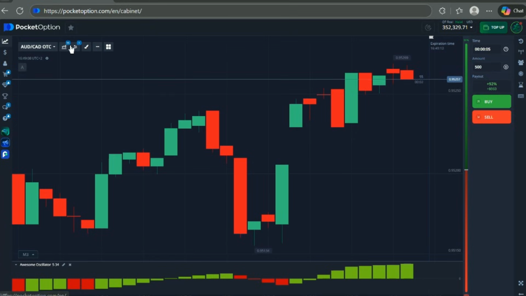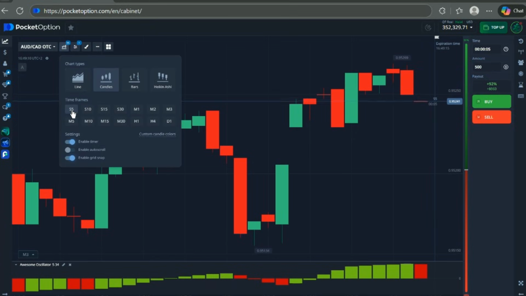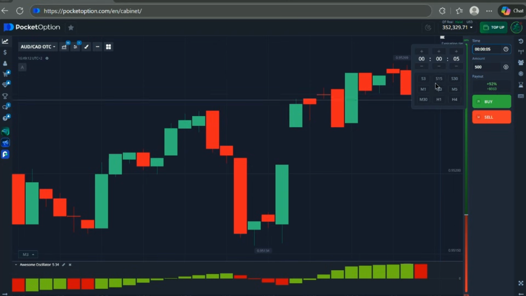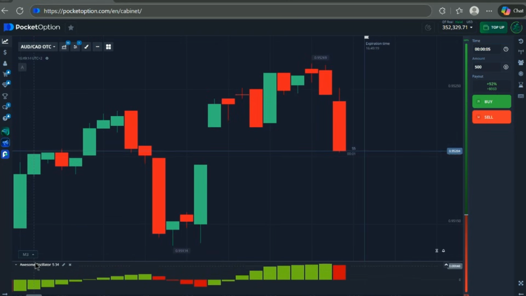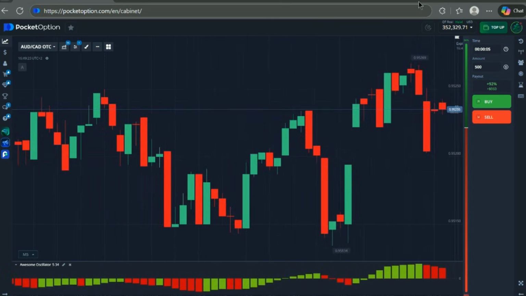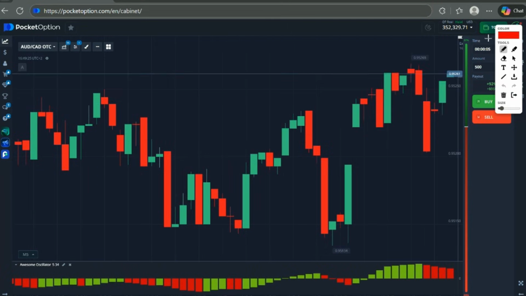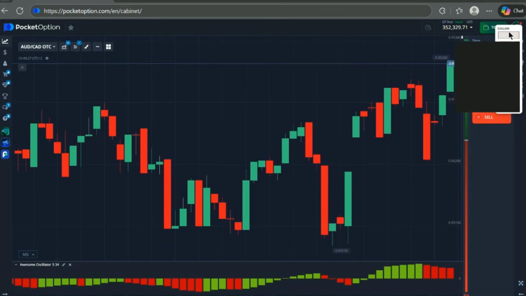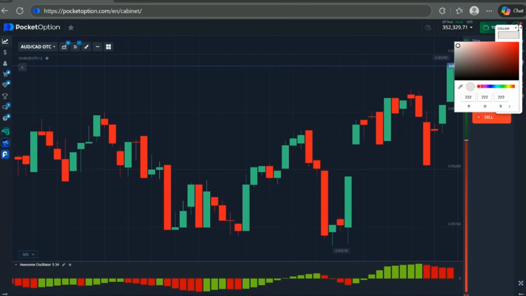Firstly, what you want to do is set up your chart for 5 seconds, and also your trade time for 5 seconds. Then I want you to get the indicator called Awesome Oscillator, which will have periods of 5 and 34. How it's going to work is you are going to wait for a change in a cycle between the buy trend and the sell trend of the Awesome Oscillator.